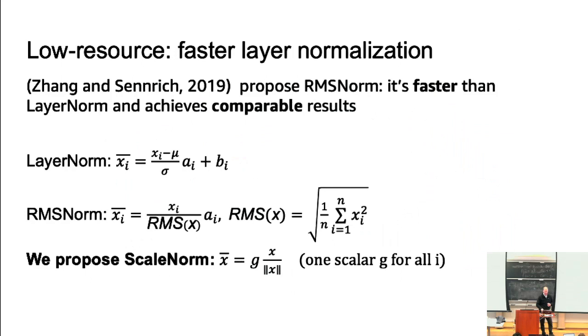So the gain in speed is on the layer normalization. Instead of computing mean and standard deviation here, you compute only this normalization. I don't know how much faster it is, but it's faster. But this is a detail that you find in the paper.